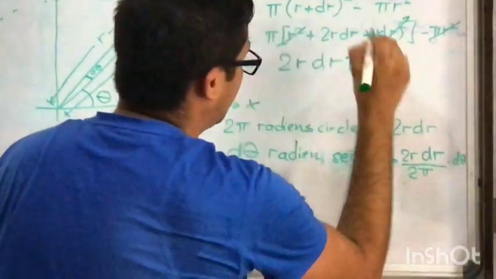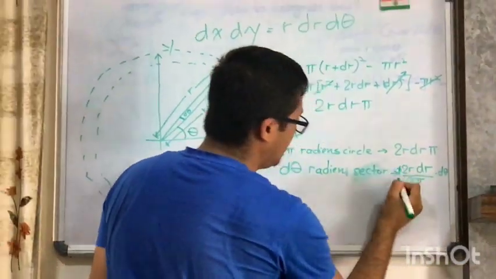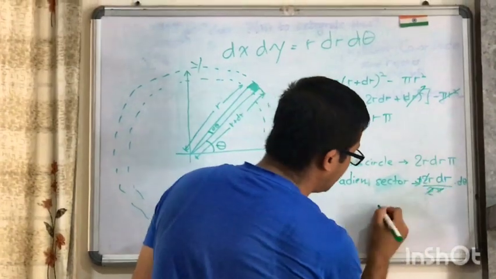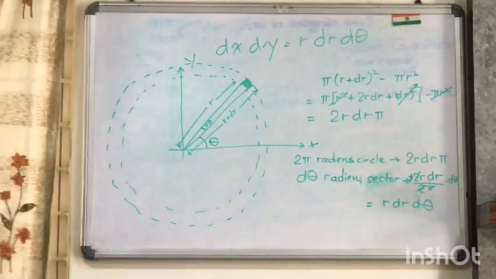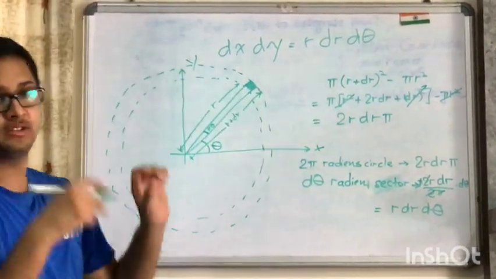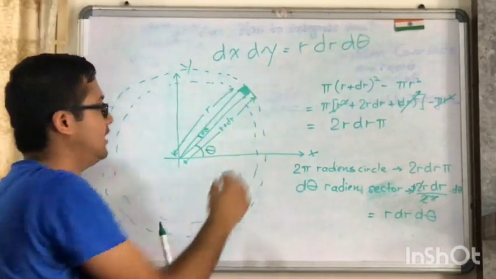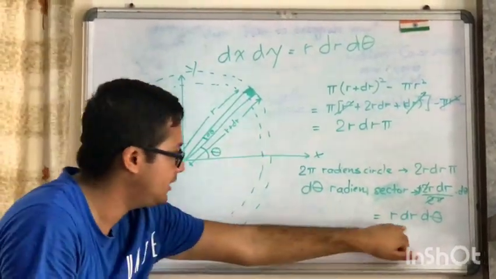Sorry, I have not taken pi here, adding pi in it. So pi gets cancelled, 2 gets cancelled, and all you are left with is r dr d theta. So this is how we prove that the area of a very small strip or a very small region in the r theta plane is r dr d theta.